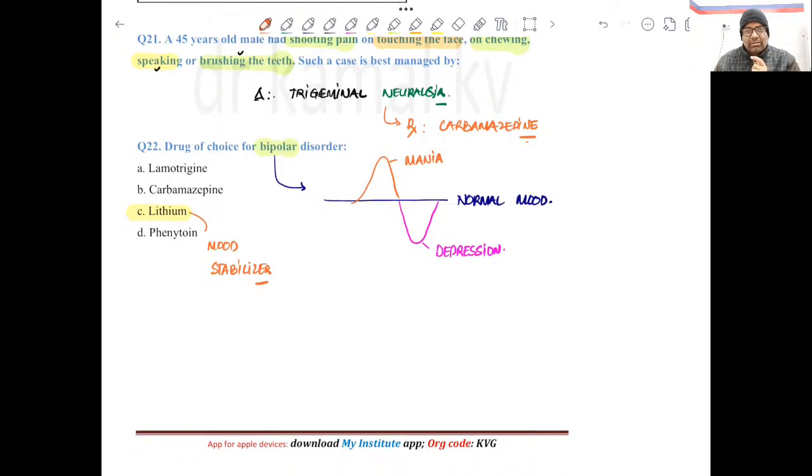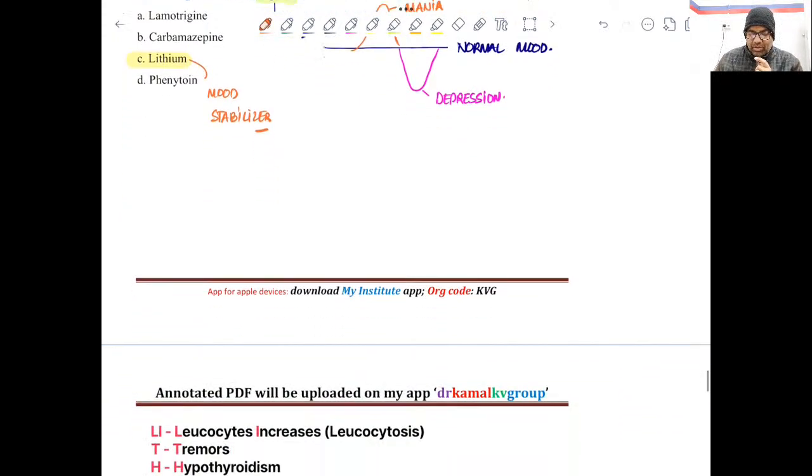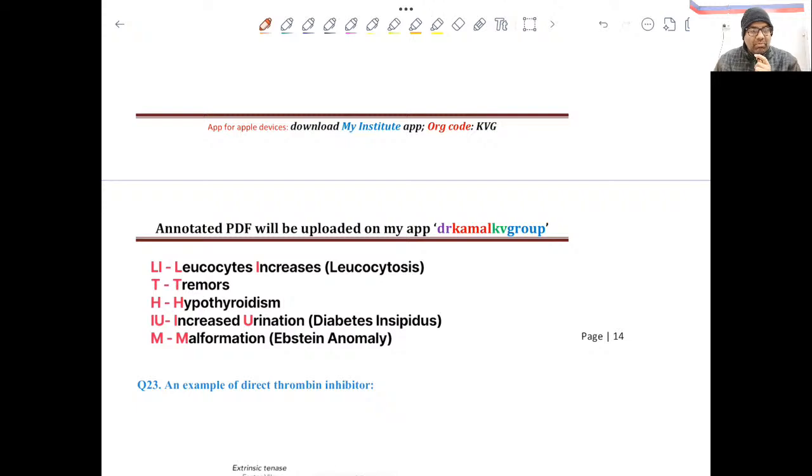Now we already discussed that lithium needs therapeutic drug monitoring. Why? Because if the dose is increased, there are many side effects. And one should be very good with the side effects of the lithium, which can be remembered like, the name itself gives you the probable side effects like increased WBC count, but what is more important? Tremors, hypothyroidism, increased urination, that is diabetes insipidus, and this drug is teratogenic.